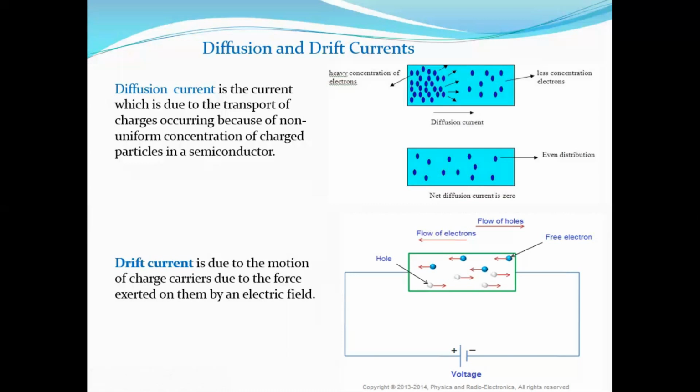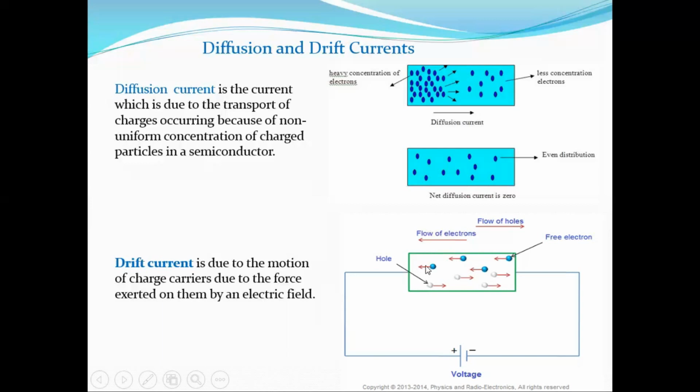Drift current is due to the motion of charged carriers due to the force exerted on them by an electric field. Now we can see we have connected this semiconductor material to a battery here. When we connect the semiconductor material like this, the electrons and holes will move in opposite directions. There is a flow of electrons towards the positive terminal, as this arrow indicates the direction of flow of electrons.